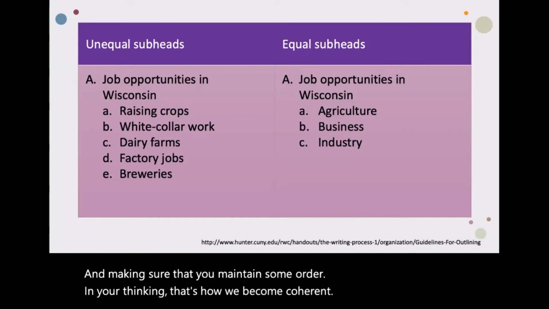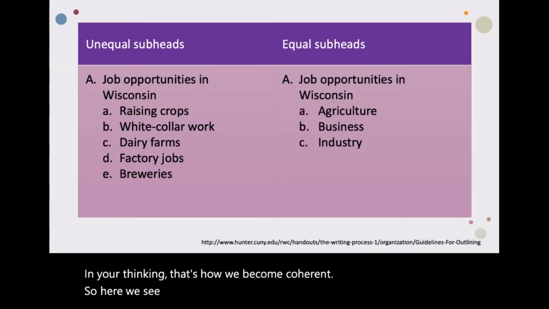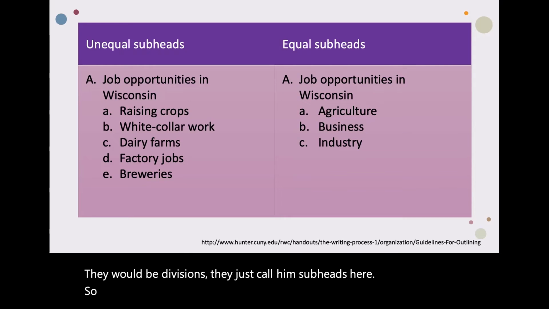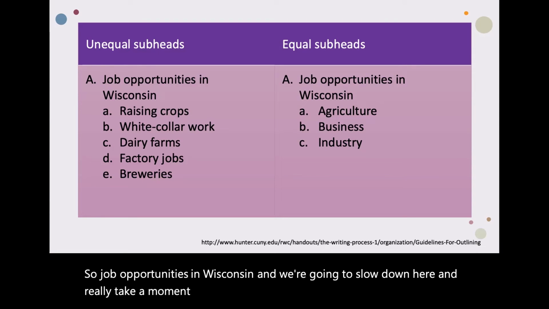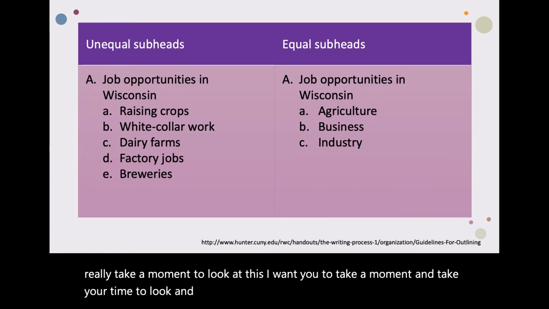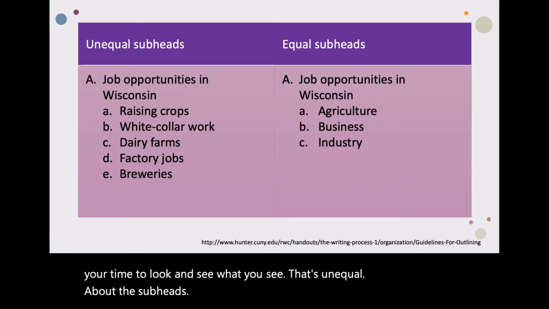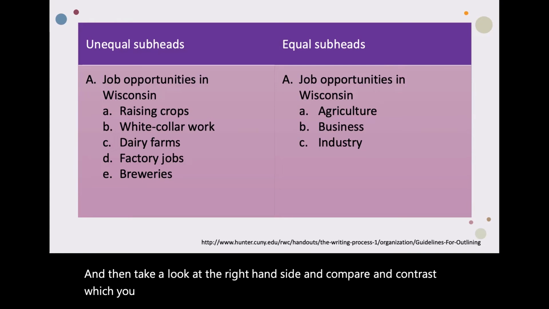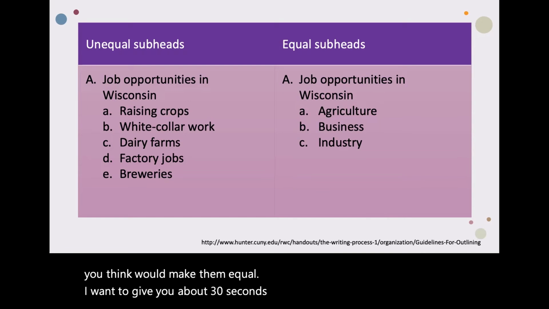So here we see unequal subheads. They would be divisions; they just call them subheads here. So, job opportunities in Wisconsin. And we're going to slow down here and really take a moment to look at this. I want you to take your time to look and see what you see that's unequal about the subheads. And then take a look at the right-hand side and compare and contrast what you think would make them equal. I want to give you about 30 seconds here to really look at that.